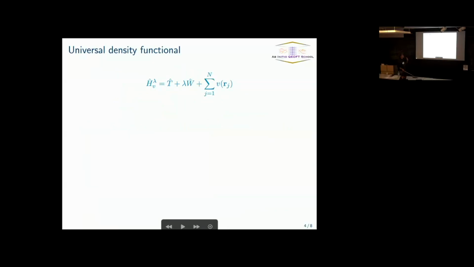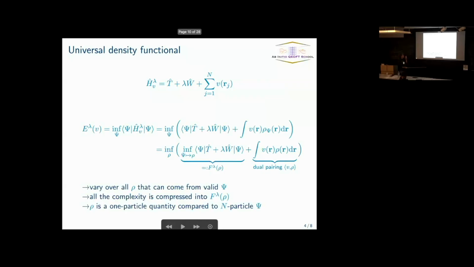Okay, so what is the universal density function? That is the prime object of DFT. So here's the same Hamiltonian again. And I write down, exactly like before, the ground state energy, nothing has changed, and I rewrite it a little bit. So I put in the Hamiltonian here, I take the universal part here, and I take the external part.